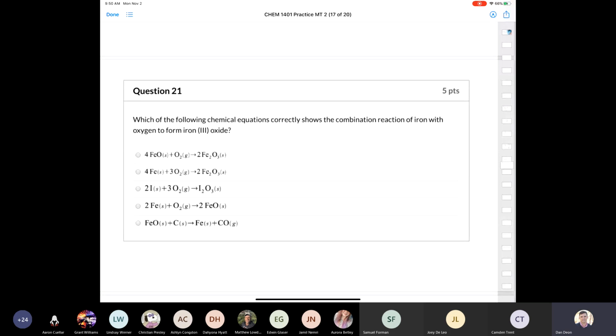Question 21. Which of the following chemical equations correctly shows the combination of iron with oxygen to form iron 3 oxide? Well, this is where you get to exercise your nomenclature prowess a little bit. We know that iron is found in the periodic table. Its symbol is Fe. It's a solid. Oxygen is a diatomic element. It's a gas. So we're going to take iron and combine it with oxygen, which is a gas, and we're going to form iron 3 oxide.